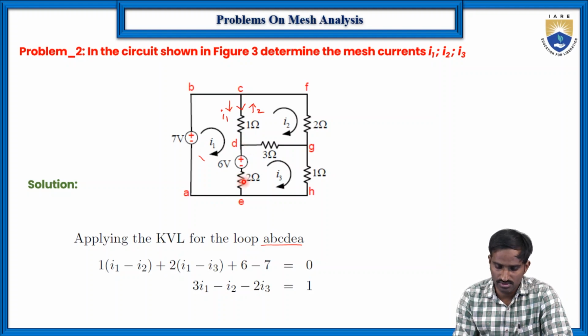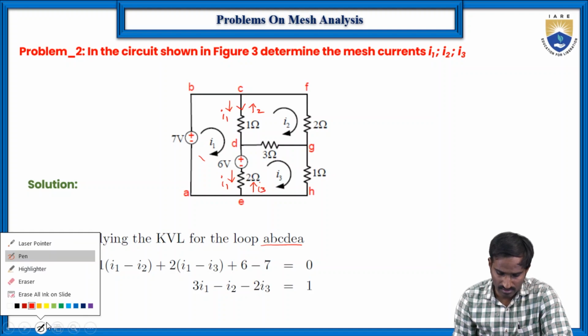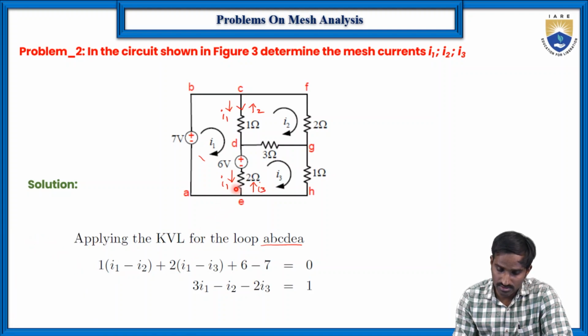In the 2 ohms resistor, what are the currents flowing through it? Here I1 is in this direction, and I3 is in the opposite direction. So the current flowing through this 2 ohms resistor is I1 minus I3. And again here, plus 2 minus, so that's why plus 6. But here it is minus 2 plus, so that's why minus 7, which is equal to 0.